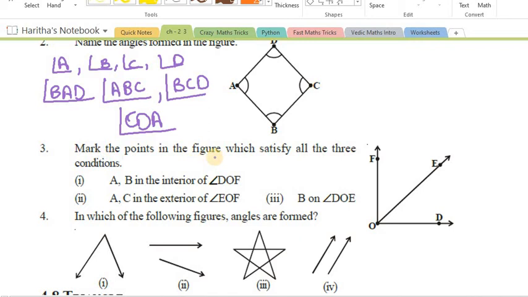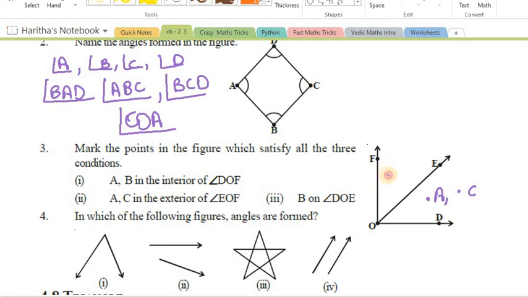Mark the points in the figure which satisfy all the three conditions. A, B are in the interior of angle DOF. This is angle DOF. And in this, my point A should be in the interior. Okay. And second, A and C are in the exterior of angle EOF. Angle EOF exterior means it will come even this side also. Point A and point C, these two are exterior of this angle.